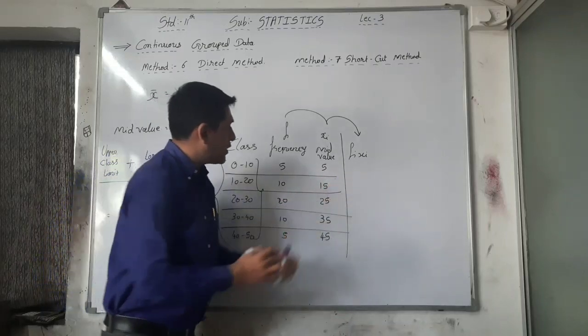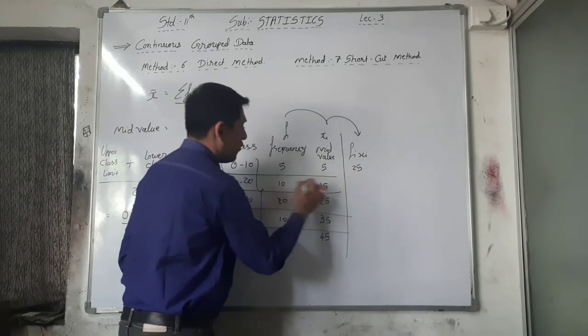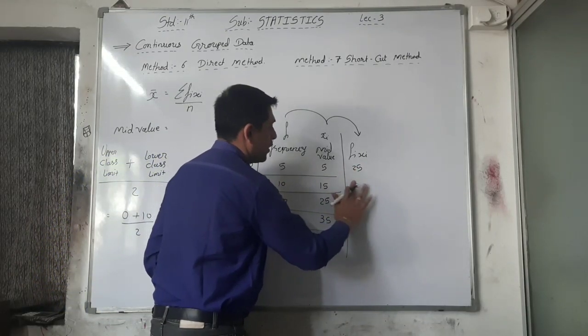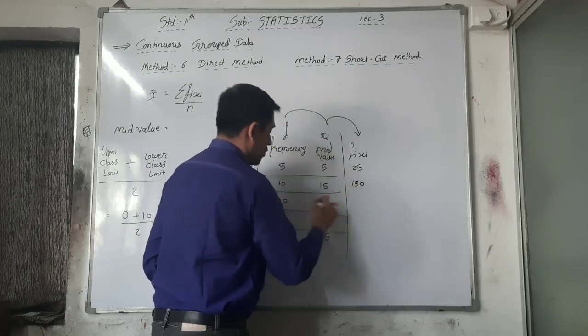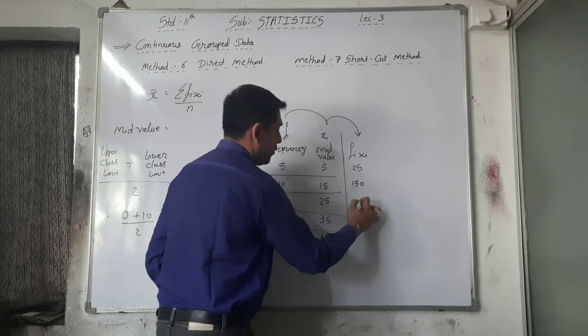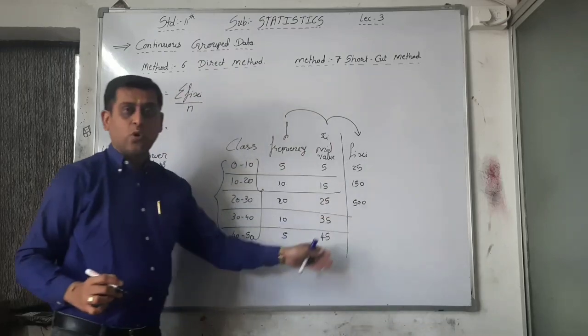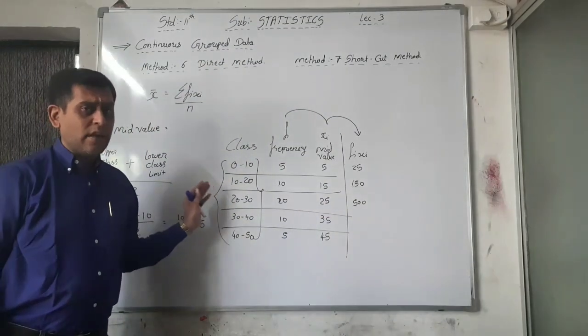5 into 5 is 25. Then 15 into 10 is 150. 20 into 25 is 500, and so on. See, this is the example.